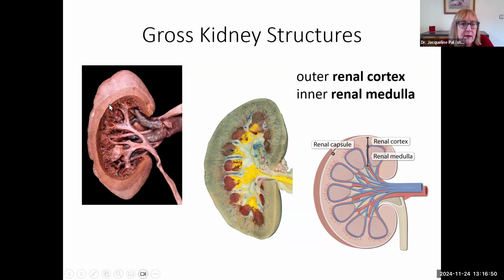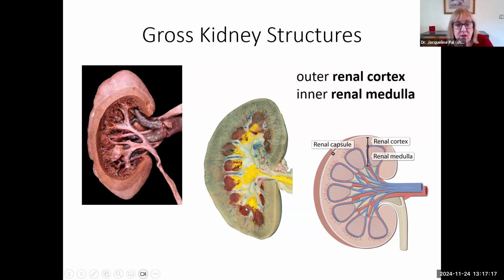And right under the capsule, you can see this part that looks like the more solid part of the tissue, this part right here. This is the outer part of the kidney, which is the outer part of many organs known as the cortex. In this case, it is called the renal cortex. And then the tissue deep to it is going to be called the renal medulla. So this area in here.